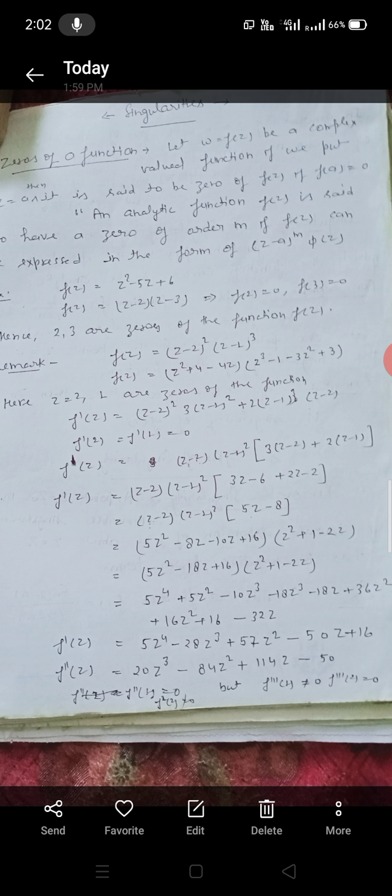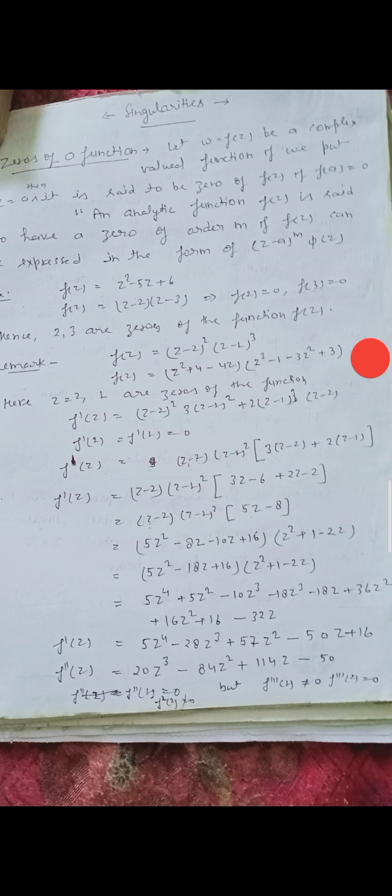For better understanding of singularity, first we introduce the zeros of a function. Let w equal f(z) be a complex valued function. If we put z equal to a, then it is said to be a zero of f(z) if f(a) is equal to 0. An analytic function f(z) is said to have a zero of order m if f(z) can be expressed in the form (z minus a) to the power m times phi(z).